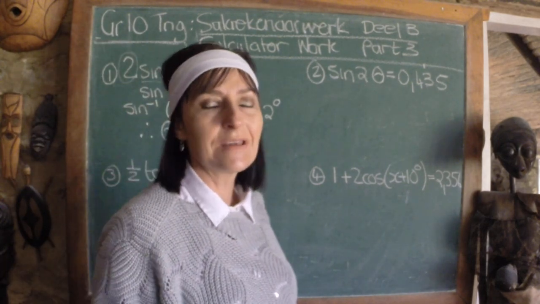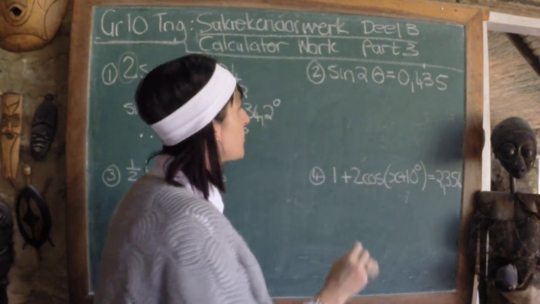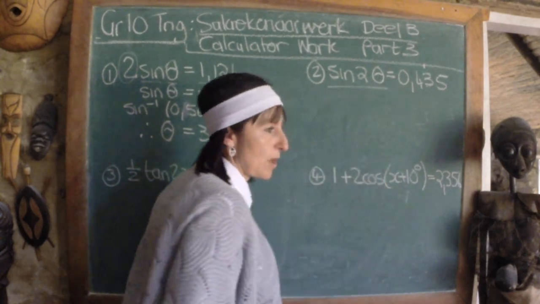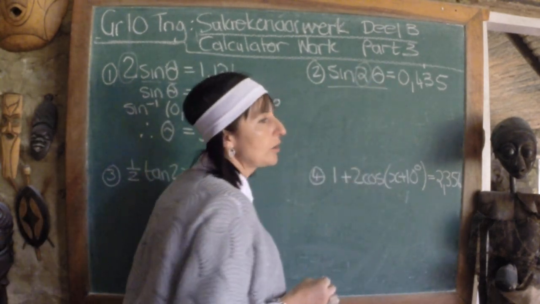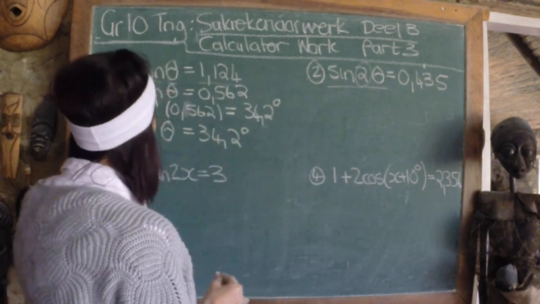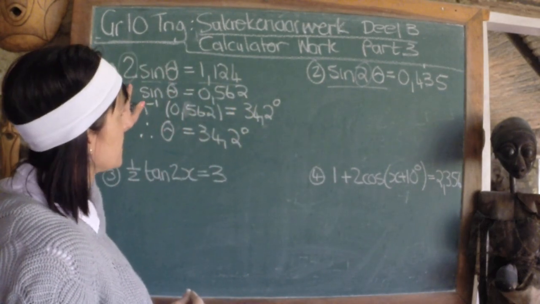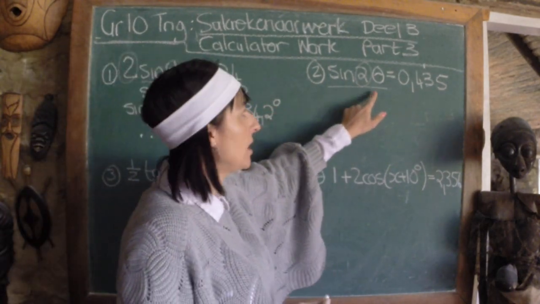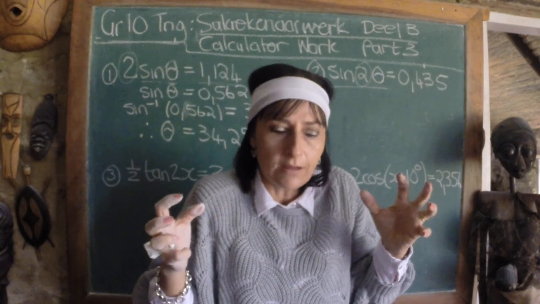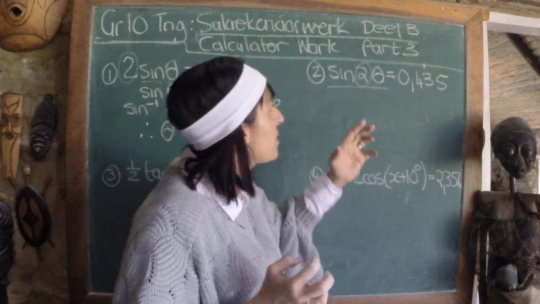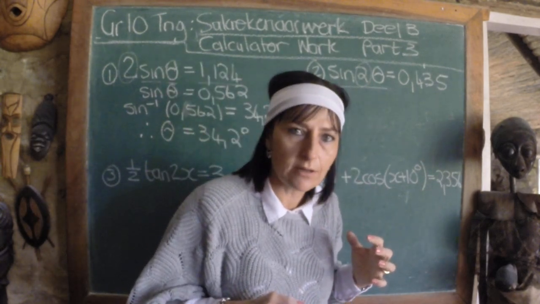Let's go to example 2. What's very important here, grade 10, is this one is ready for reverse mode. Why? That 2 over there is not loose like the 1 over there. Can you see the difference between the 2 here and the 2 there? That 2 is fastened by the sin and the angle theta. It's part of the angle. You can't get rid of that.